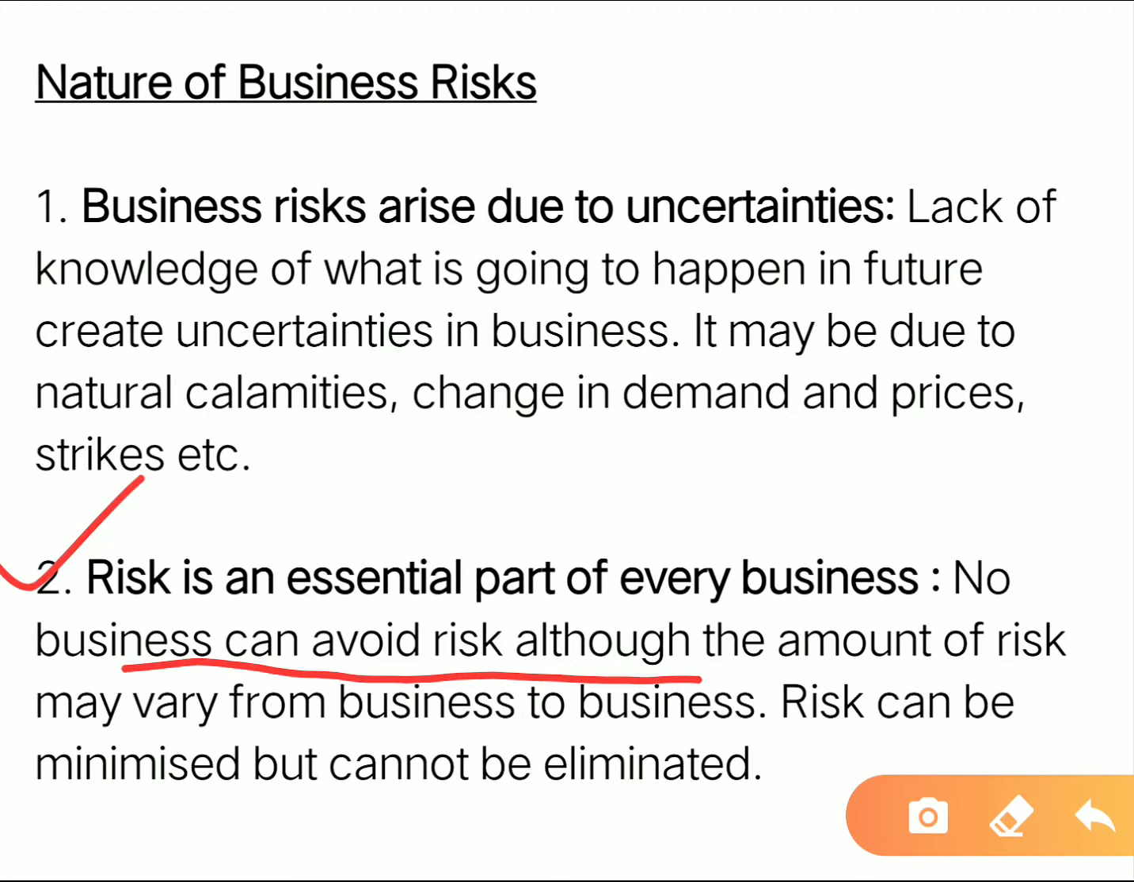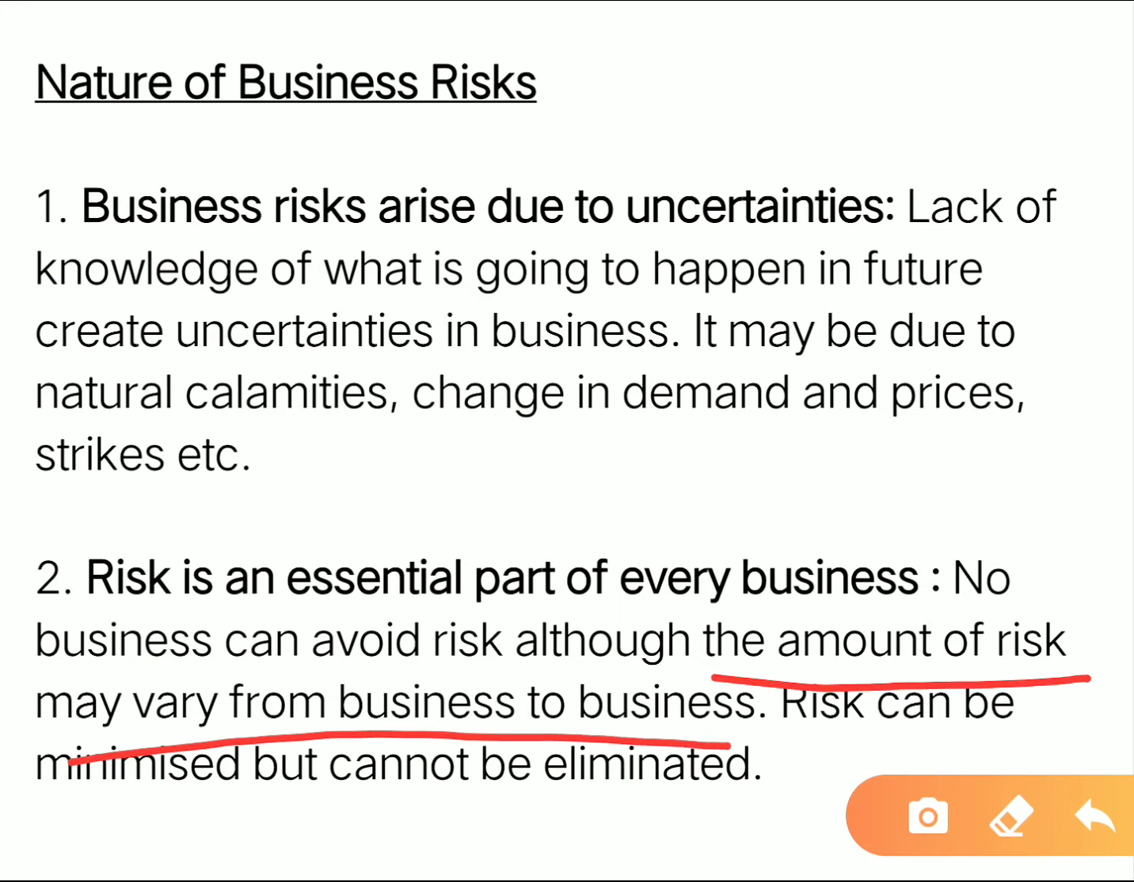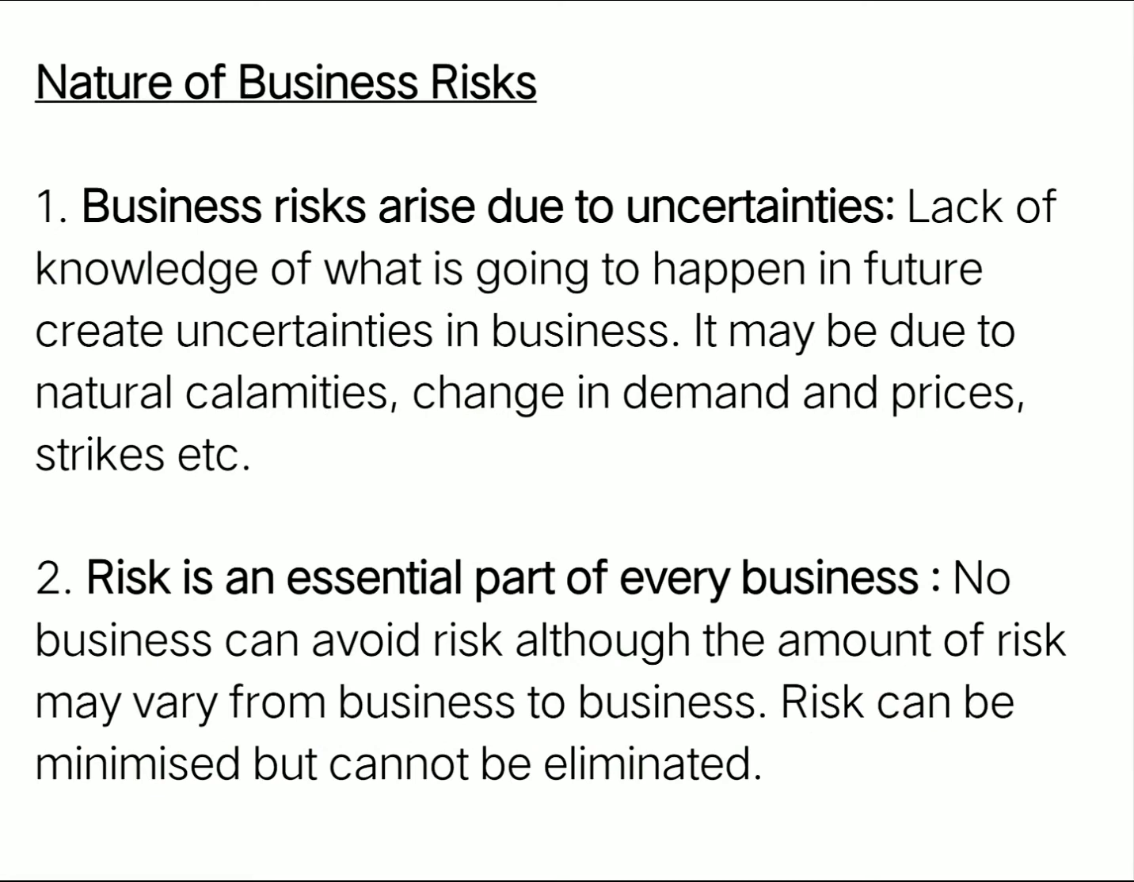The amount of risk may vary from business to business, means some businesses suffer high risk and some businesses may suffer low risk. But risk can be minimized but cannot be eliminated, means we cannot completely eliminate risk, because in every business there are chances of loss, and there are chances when they do not make so much profit, they gain less profit. So risk is always there in the business, and that is why it is said that we cannot completely eliminate risk, but with certain things we can minimize the degree of risk. That is why it is said that it is an important or integral part of every business, because risk is always present in every business, right.